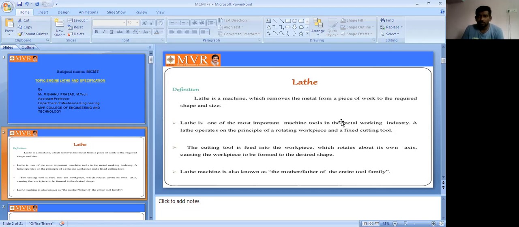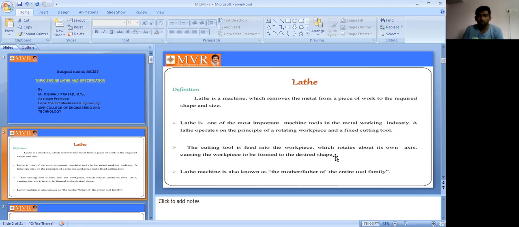In industry, a lathe operates on the principle of a rotating workpiece and a fixed cutting tool. The lathe operation is based on rotating the workpiece against a fixed cutting tool fixed on the lathe machine. This is the principle we use in lathe operation.